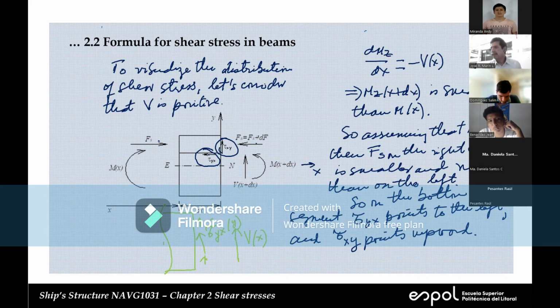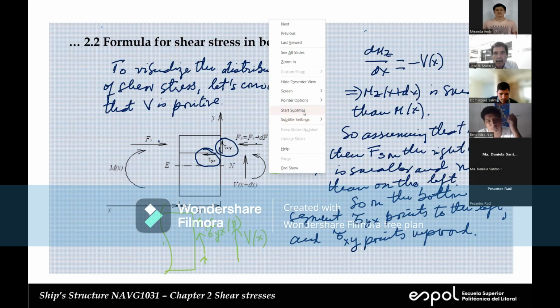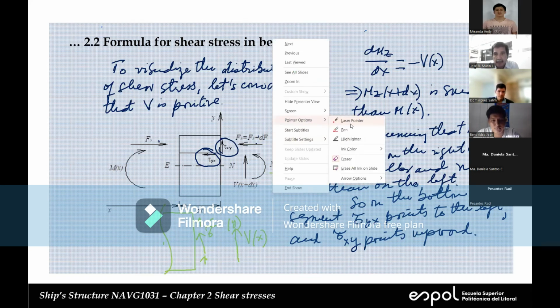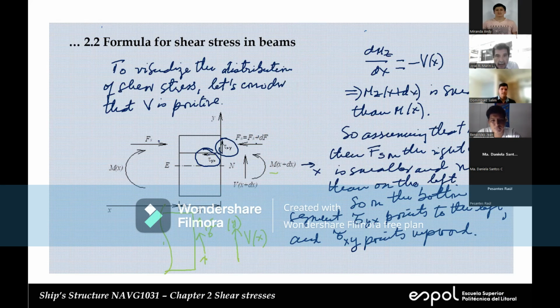People, anybody? But doctor, that tau in green is not XY? Why? Oh yeah. Thank you very much. Okay, it's the same, but we have to be careful. This is X, Y.